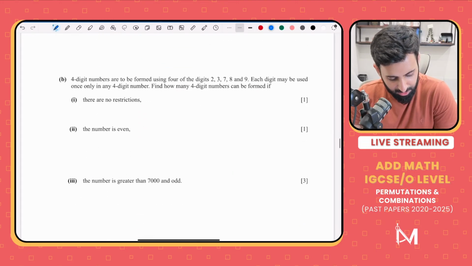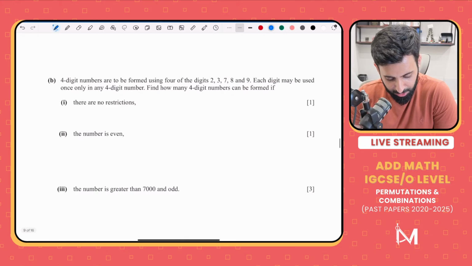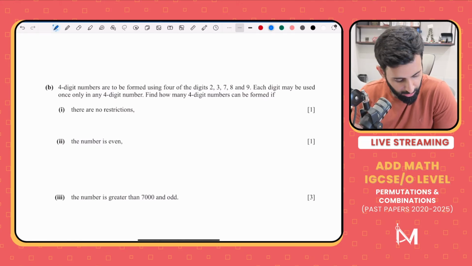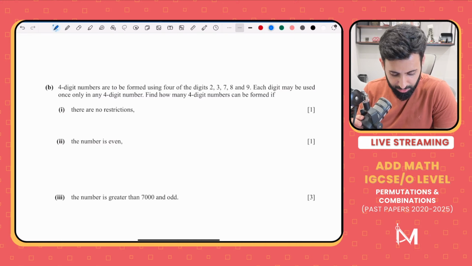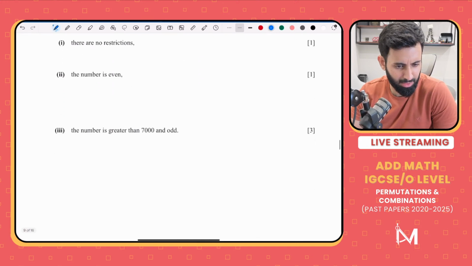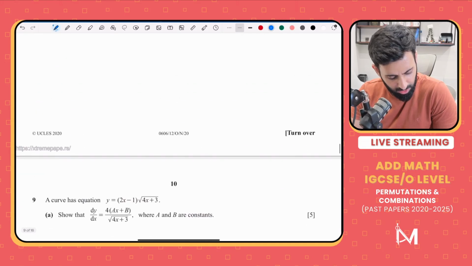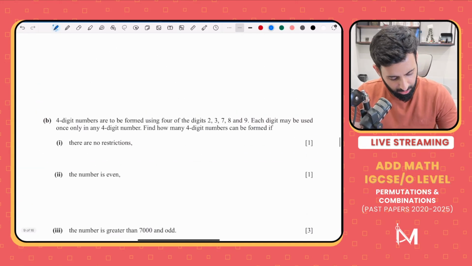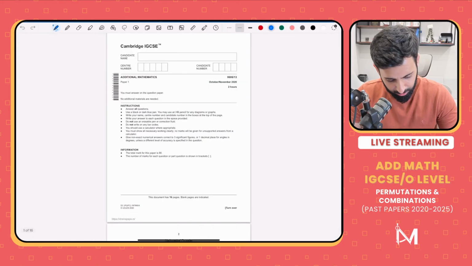Part B says 4-digit numbers are to be formed using 4 of the digits 2, 3, 7, 8, and 9. Each digit may be used only once in any 4-digit number. Find how many 4-digit numbers can be formed. अच्छा अब let's skip these, ठीक है? Because these are very easy. And if I do come across a tricky question like this, I will let you guys know.